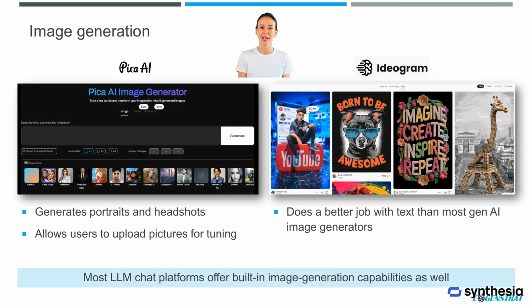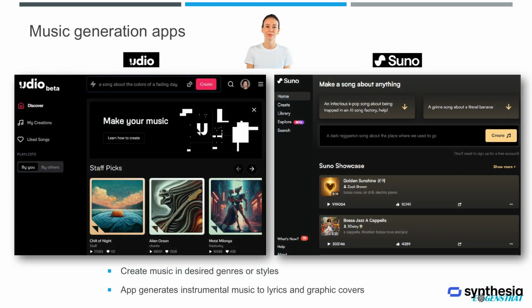Our first stop is image generation apps. They generate pictures in many different styles. If you can describe it, image generators can create it. There are many such apps out there that have different strengths. For example, if the picture you want to create includes text, you might choose a text-tuned image generator like Ideogram. Next, there are many music generation apps, including Udio and Suno. You can create music in different styles by describing it in your prompt.